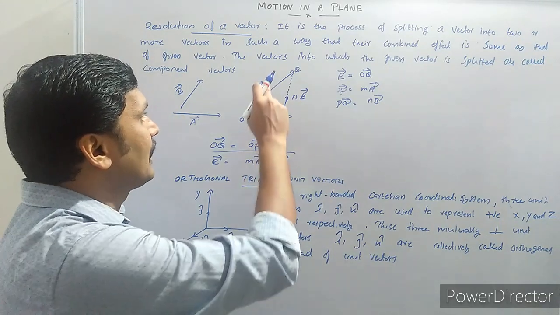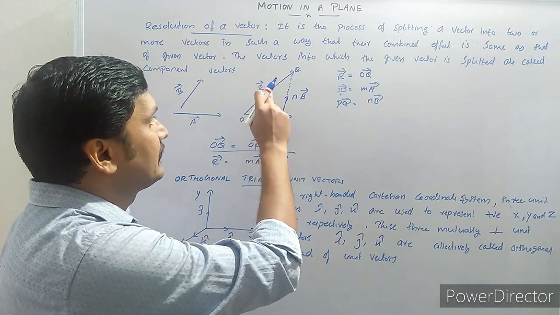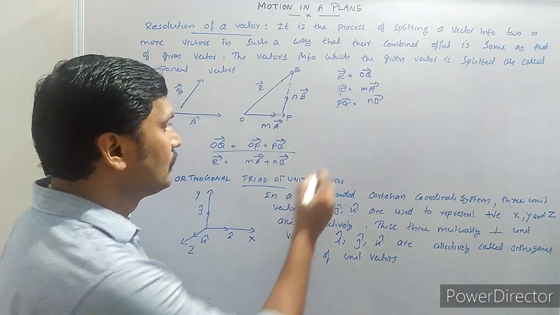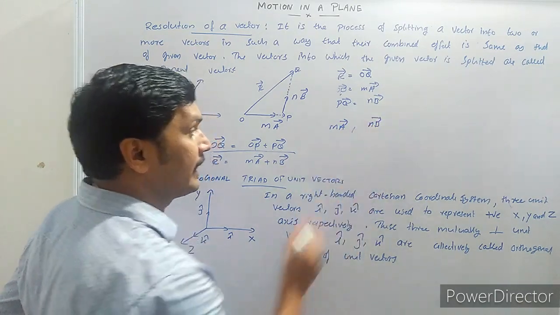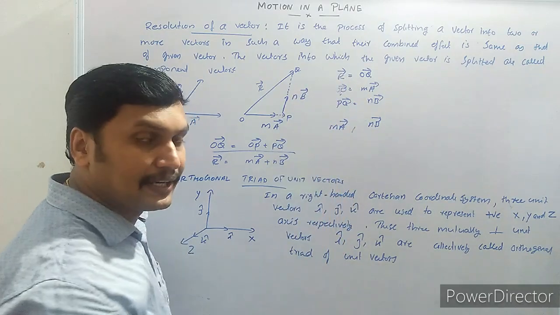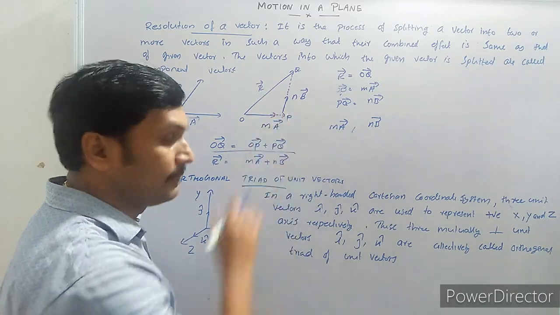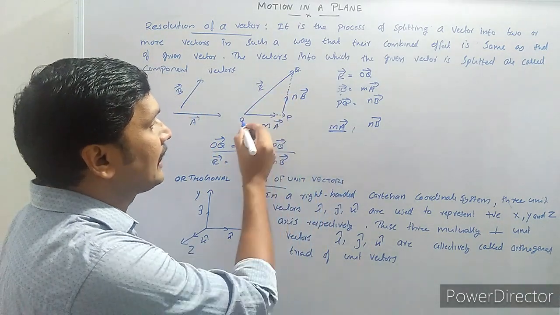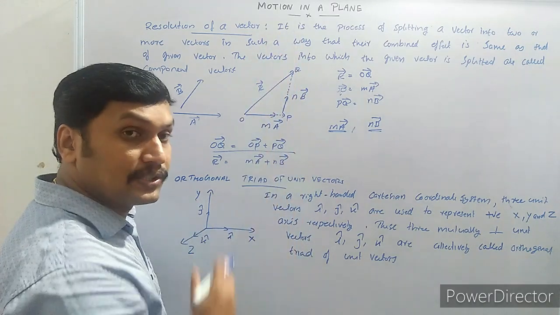Now we have resolved this vector R in the direction of two other vectors, in the direction of vector A and vector B. We call m into A and n into B the components of vector R. The vectors mA and nB are known as the component vectors. mA is the component of vector R along vector A. nB is the component of vector R along the direction of vector B.